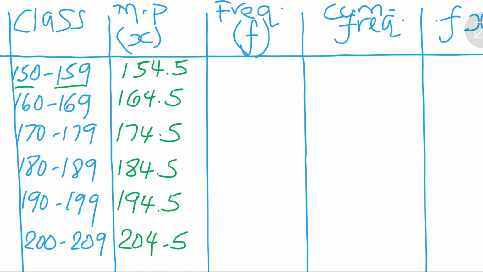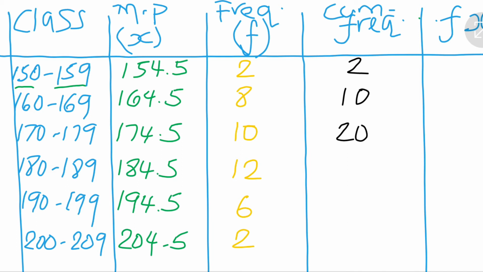And 204.5. The frequency. To get the cumulative frequency, we shall add the frequencies cumulatively. So we are starting with 2. So 2 is our starting point. Then the next number will be 2 plus 8, which is 10. 10 plus 10. So the last number on the cumulative frequency column should be the same as the total frequency.